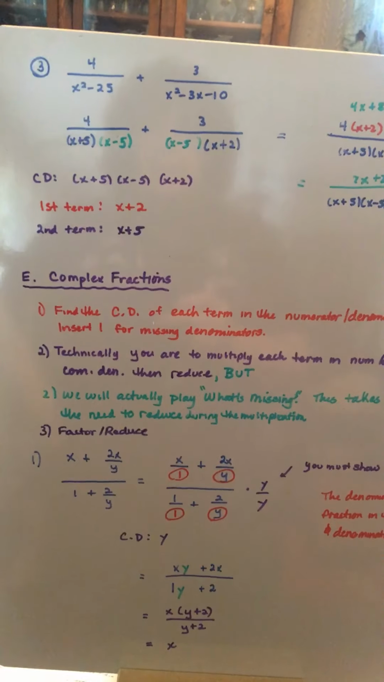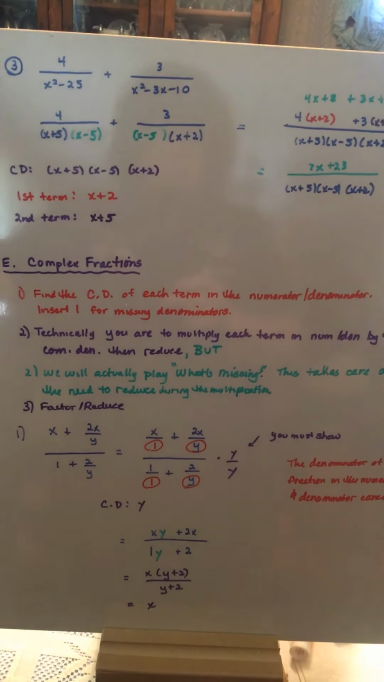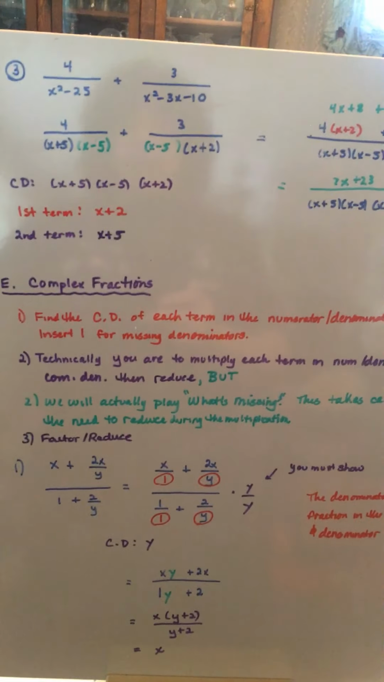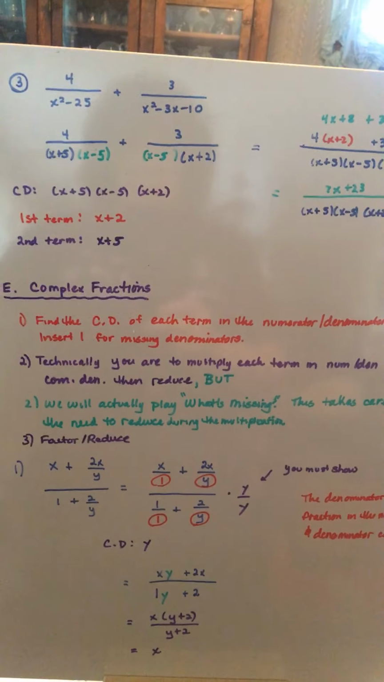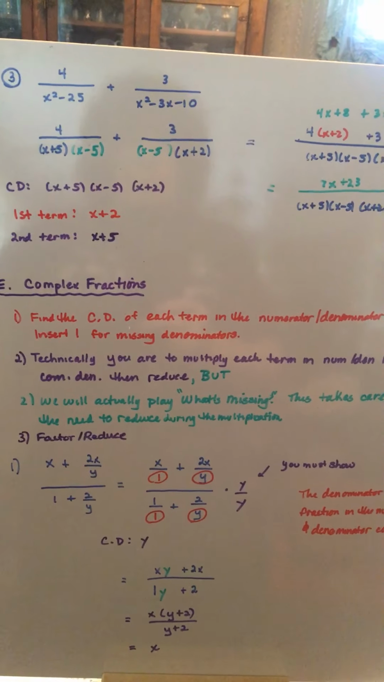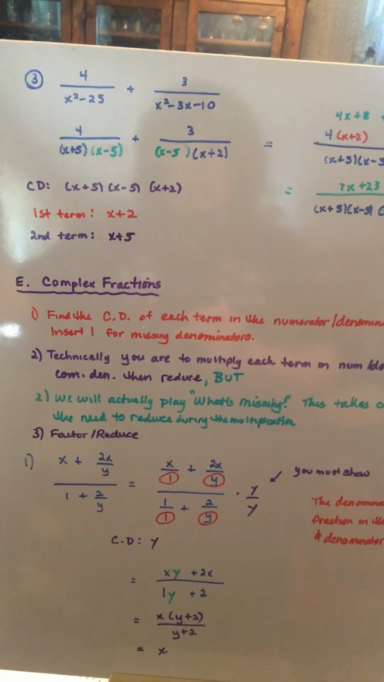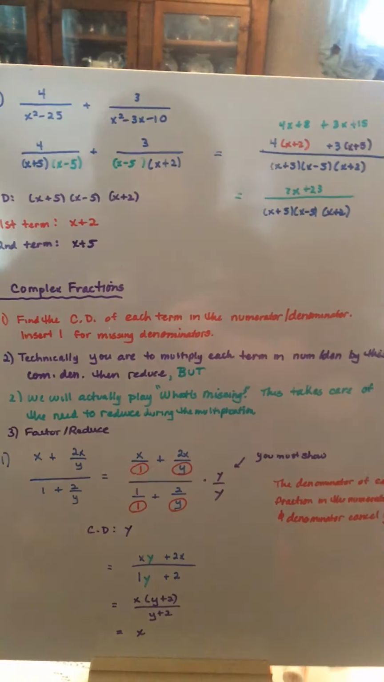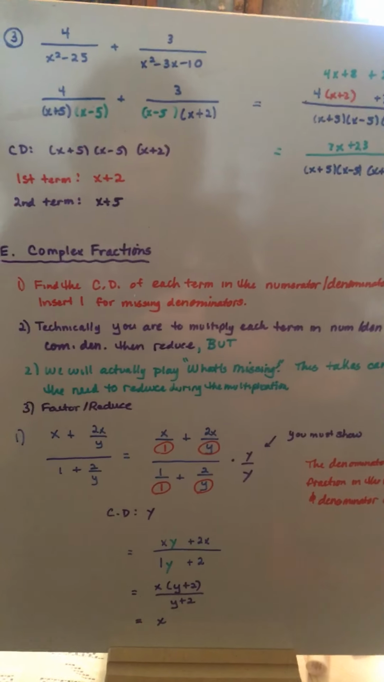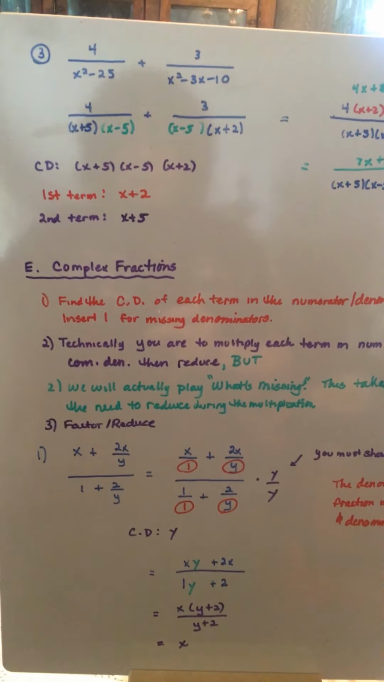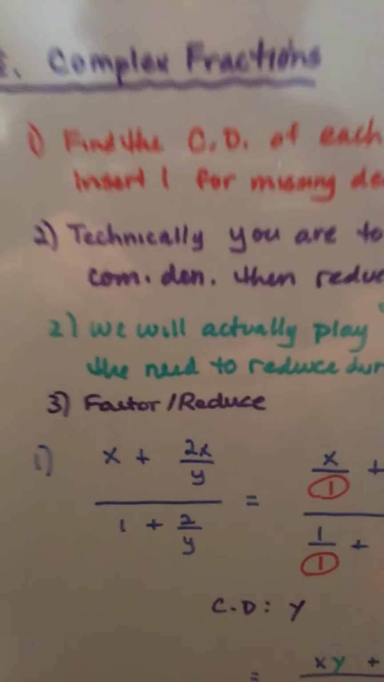Now, complex fractions. We need to find the common denominator of each denominator in the numerator and denominator. When there's not a denominator, insert a 1. Technically, you're to multiply each term in the numerator and denominator by this common denominator, then reduce. But what we're actually going to do is play what's missing. And after we've played what's missing, we'll take care of the reducing part, and then we'll factor and reduce the final expression.